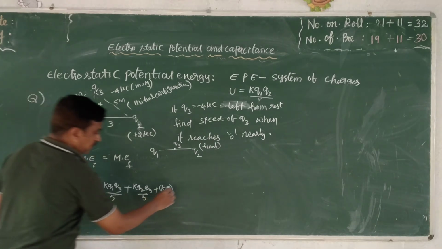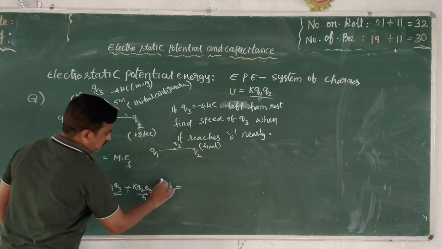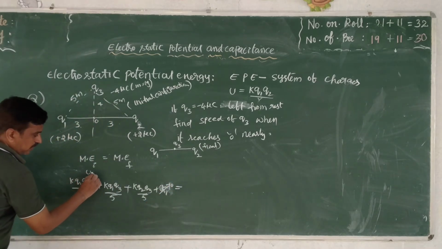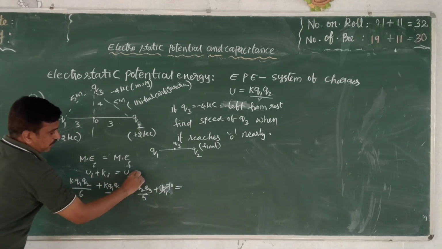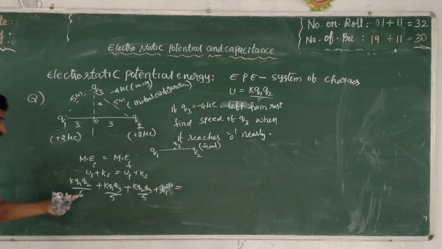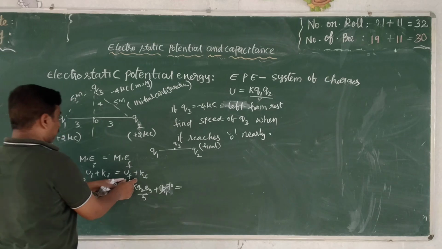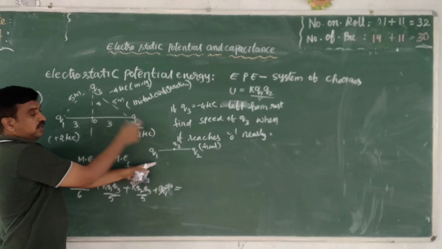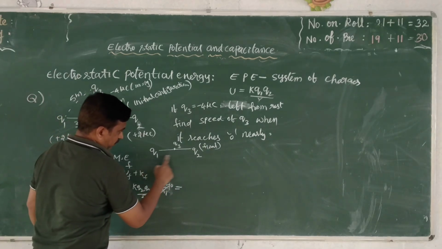So no kinetic energy. So I write here initial kinetic energy, which is 0. Now initial potential energy plus initial kinetic energy equals final potential energy plus final kinetic energy. So kinetic energy is 0, so next, final potential energy. This is the final position. After being released from rest, it reaches Q3. So in between these two, one potential is developed.